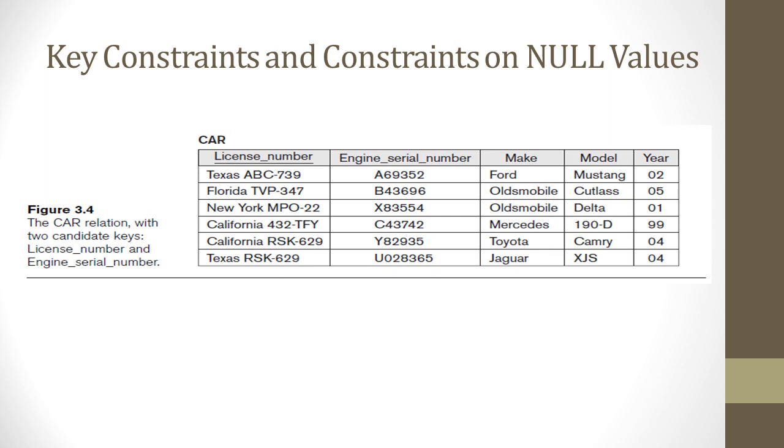Oops, let me jump back. So here shows a relation for a car, and we can see that it has a license number and engine serial number. So it has two candidate keys, and we're specifying license number as the primary key. Now, as you can tell here, there's no really any way to see on this schema that the engine serial number actually is a key. That won't be apparent in the schema diagram of this.